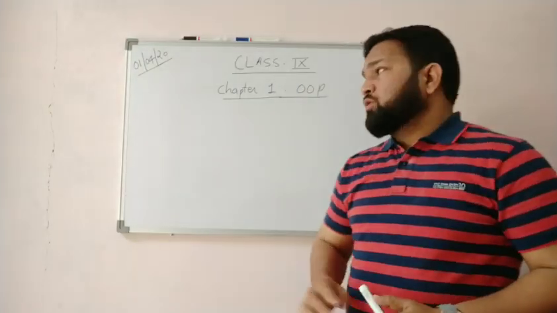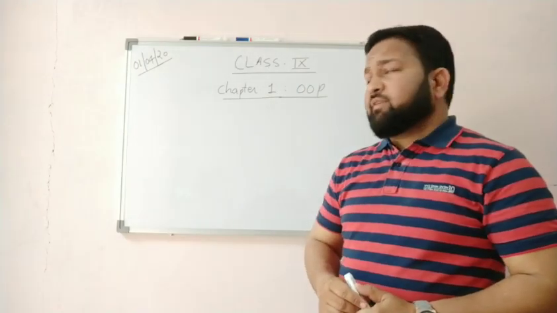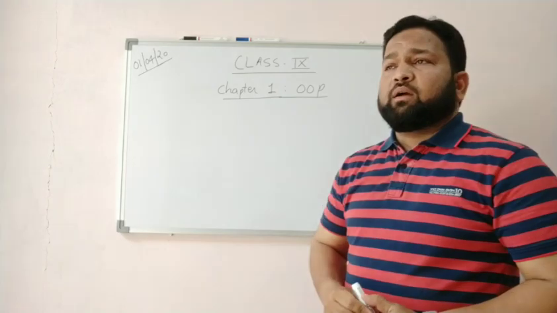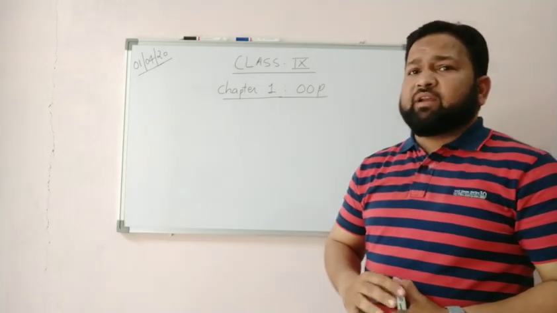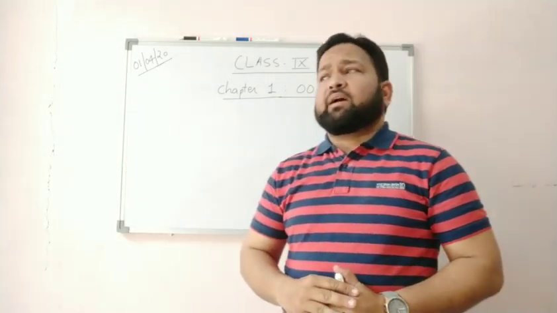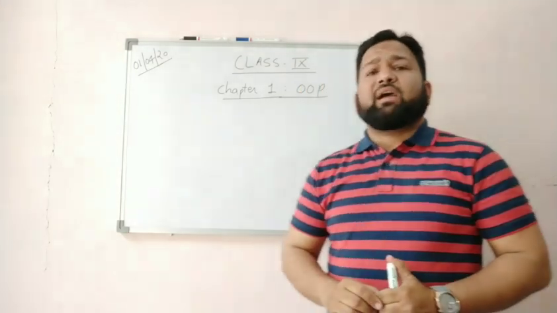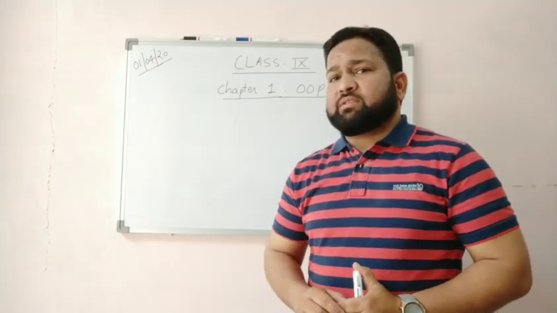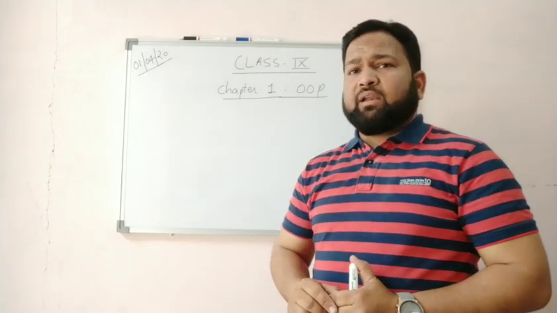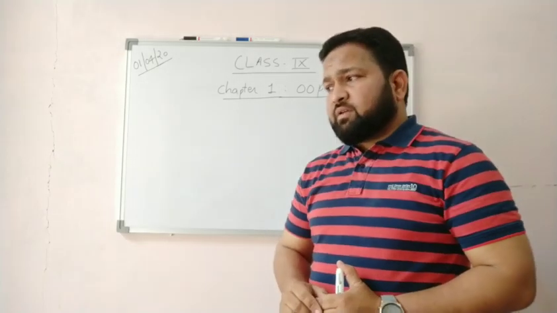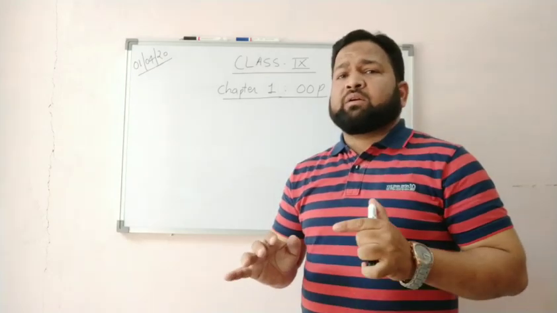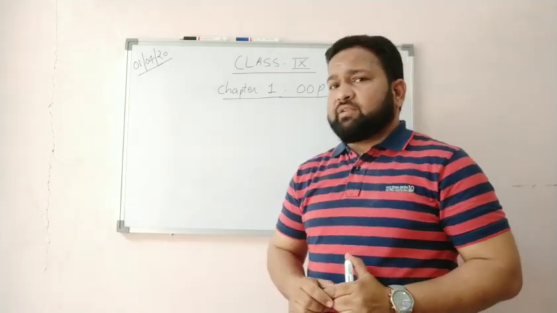Hello everyone. Today I am going to start chapter number 1, Object-Oriented Programming. Computer programming languages are divided into two categories: low-level languages and high-level languages. The low-level languages are machine-dependent and the high-level languages are machine-independent. Nowadays we are using the high-level languages.